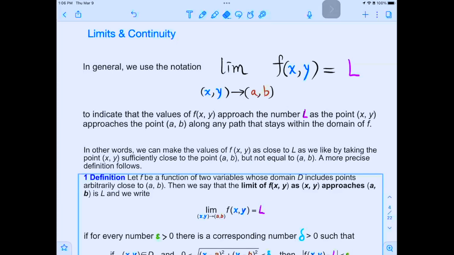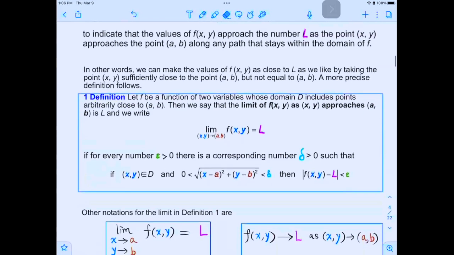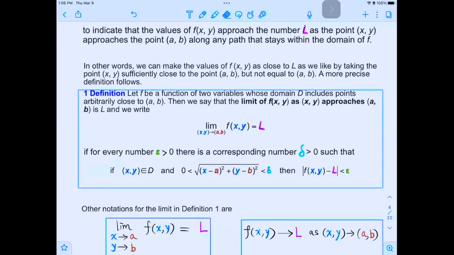Notice, how many ways can (x, y) approach (a, b)? Not two. Infinitely many ways. Think about a point (a, b) on the xy plane, right? You can go this way, pick a point (a, b), then you can go that way, that way, that way. You can actually go in a curve and then approach that same point. So you can have infinitely many paths to approach that point, as long as the path stays within the domain of the function.